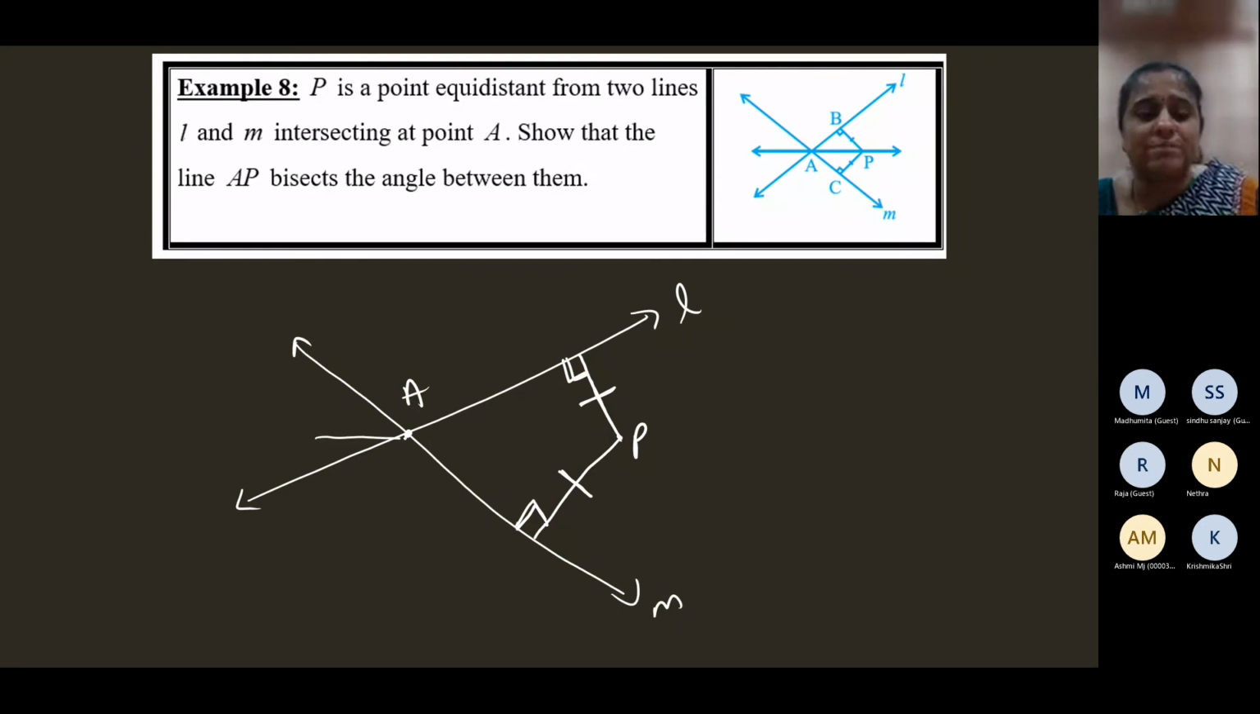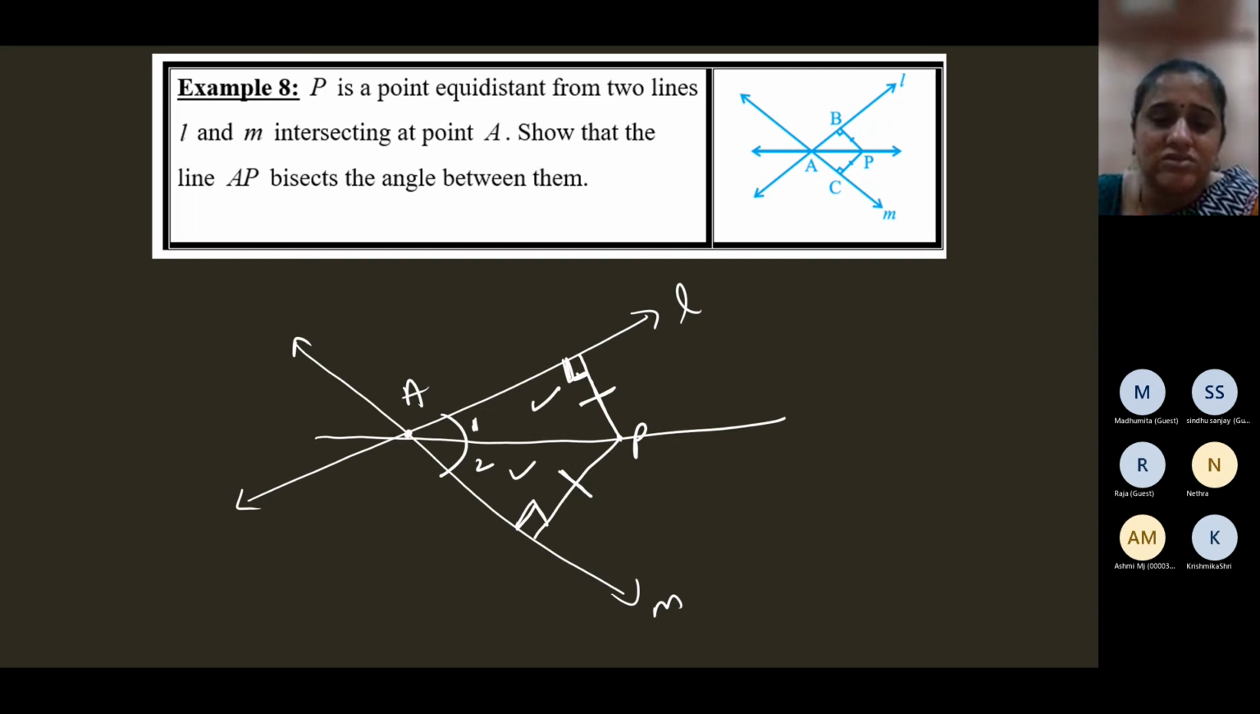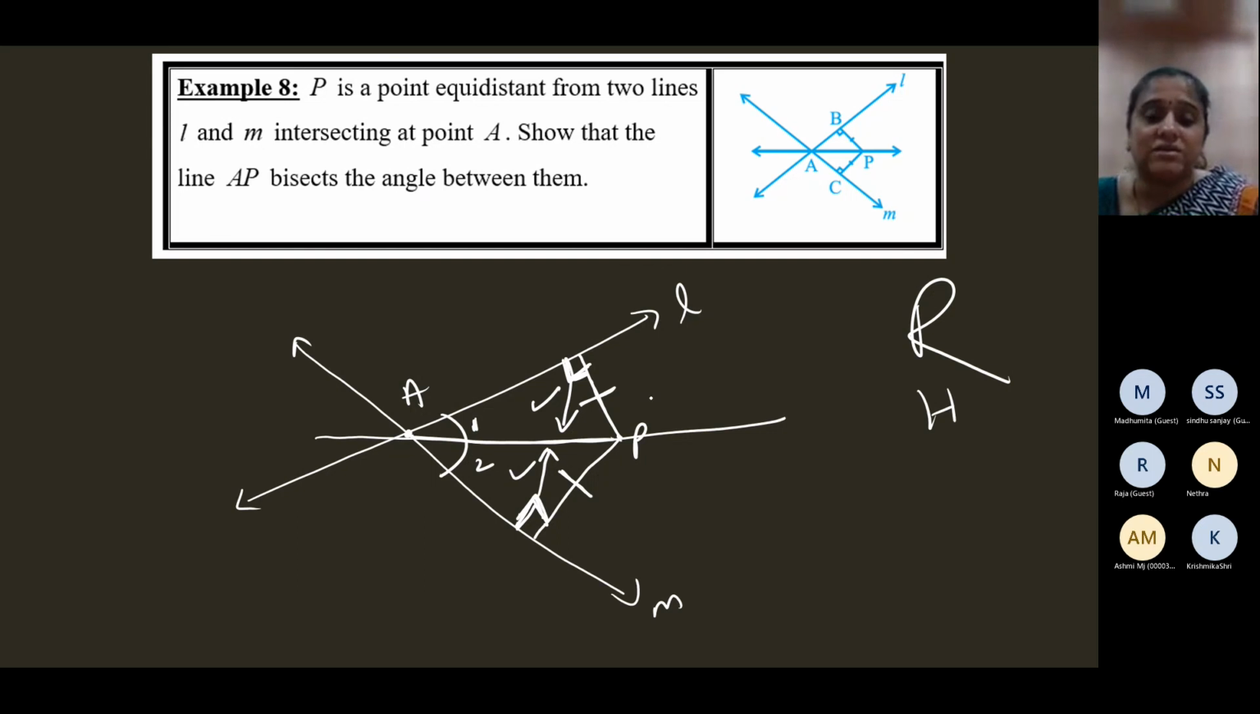Now we need to show that AP bisects angle A. So we need to show that angle 1 is equal to angle 2. See here, children, we have all the information in this triangle and this triangle. You can see this is 90 degrees, this is 90 degrees. 90 in the first triangle, 90 in the second triangle, right angle. And then AP is the common hypotenuse. Opposite of the right angle is the hypotenuse. So AP is the common hypotenuse, and some other side.